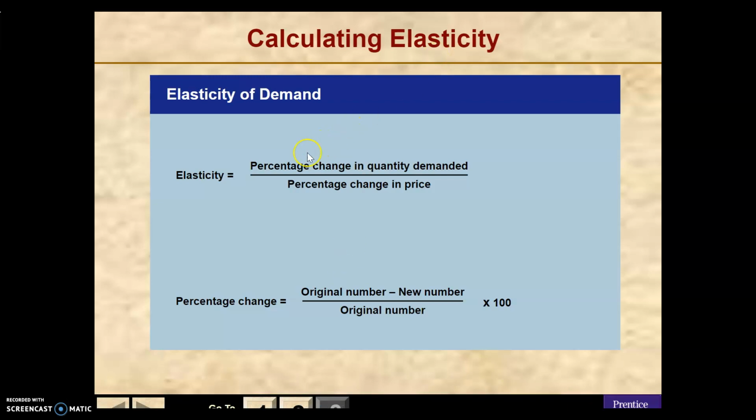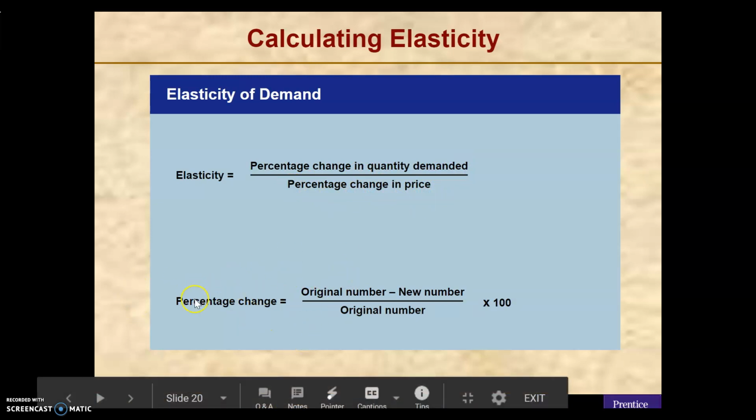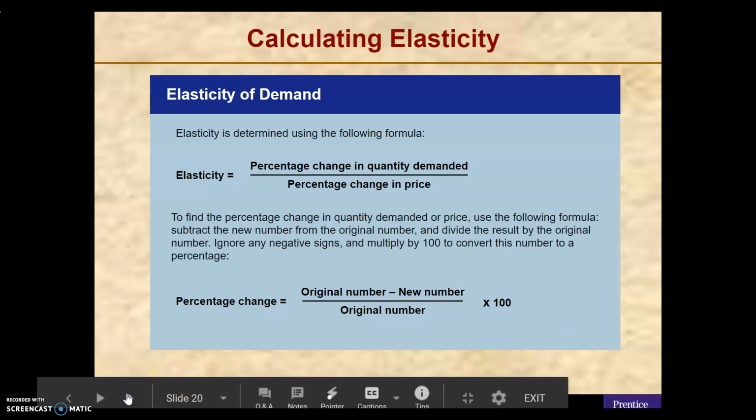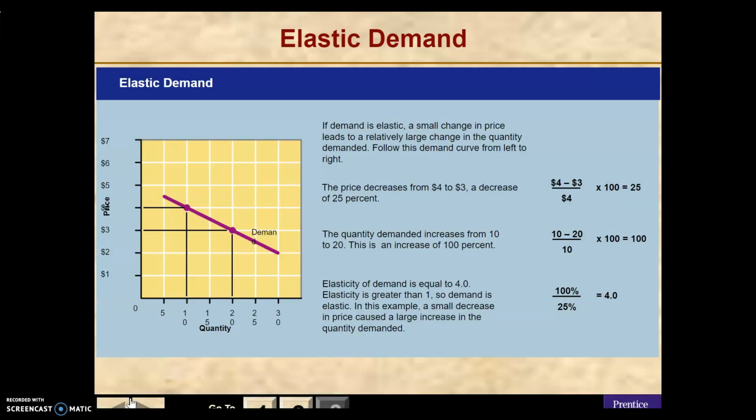And to find the elasticity, you take the percentage change in quantity demanded, and you divide it by the percentage change in price. How do you find percentage change? Well, it's actually another formula over here. You take the original number, so usually it's the first number, minus the new number, but divide it by the original number. So whatever number you get here, you're going to divide by the original number, and then you times it by 100. So that tells you right there.